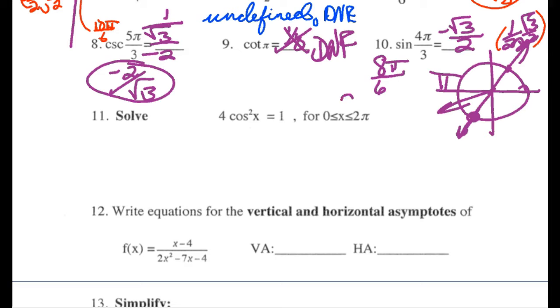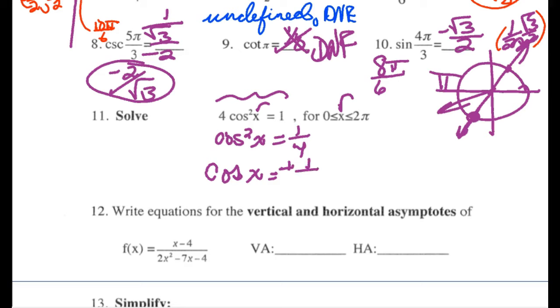So I want to figure out what angles between 0 and 2 pi meet this criteria. In order to attack angle x, I need to get rid of the 4. So I say cosine squared of that angle would have to equal 1/4. To undo the squaring, I need to square root. So I say cosine of x will equal plus or minus 1/2, because both of them squared give me a positive 1/4. So I'm looking at an angle whose cosine is either positive or negative 1/2.